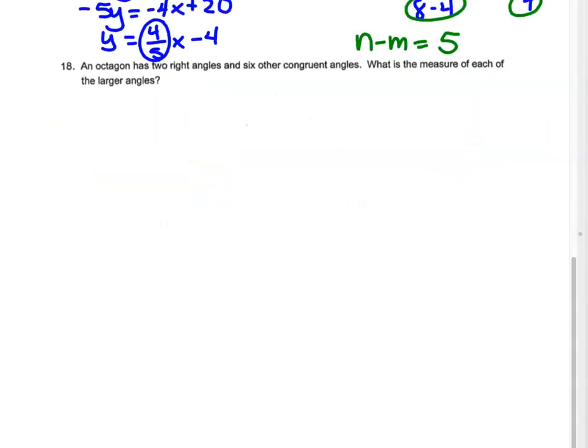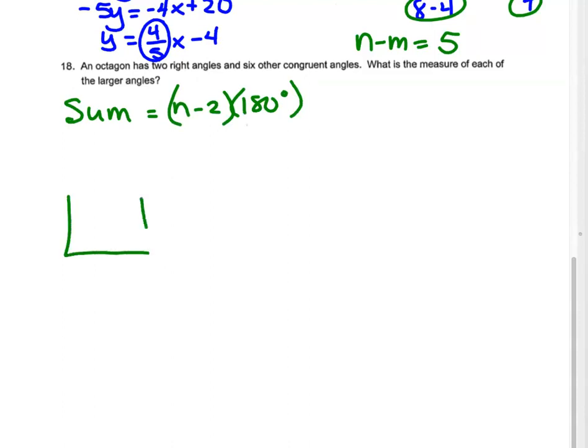All right, our last question. It says an octagon has 2 right angles and 6 other congruent angles. What is the measure of each of the larger angles? The sum of the angles in an octagon, or in any polygon, is n minus 2 times 180. So if you take any kind of polygon, say we'll start with an easy one, a square, or 4 sides, we can make 2 triangles out of it.